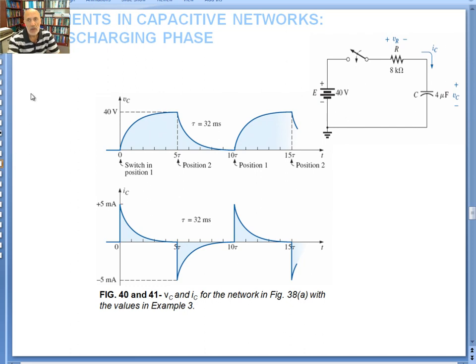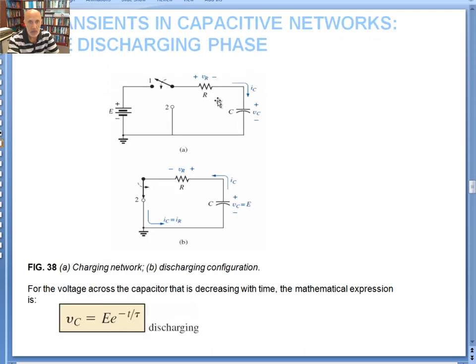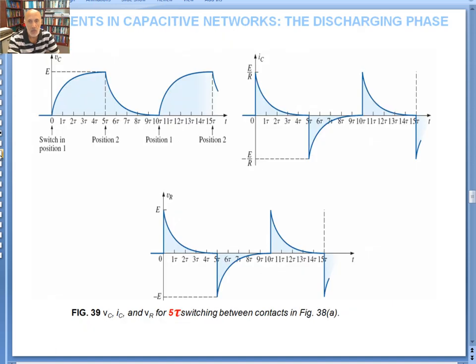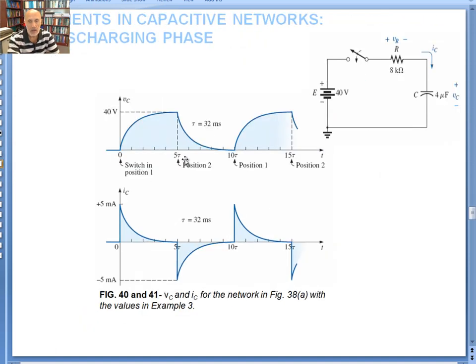Now in this picture it shows the charging and discharging. If you use 8 kilo ohms and 4 microfarads, as in example 3 that we did, let's see what happens if I switch back and forth between position 1 and 2 after 5 time constants. Remember, the time constant was 32 milliseconds, so 5 time constants is 160 milliseconds.